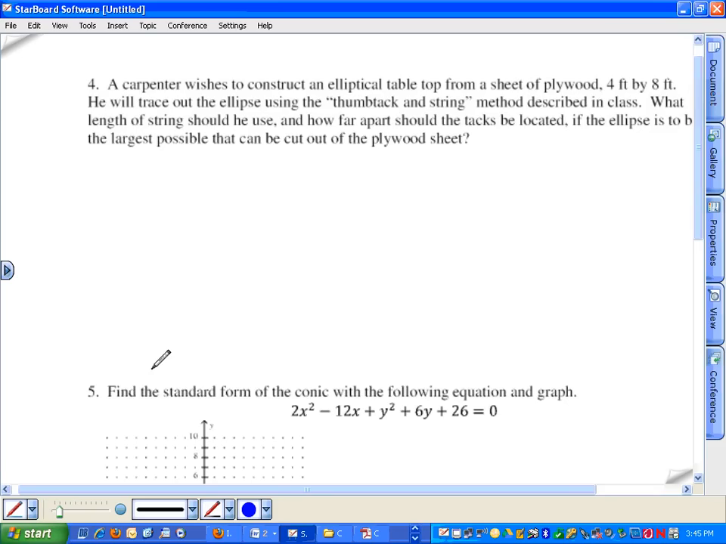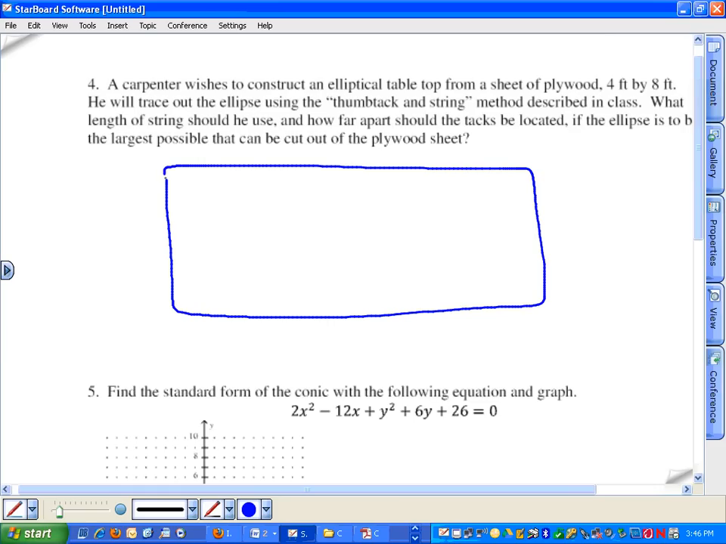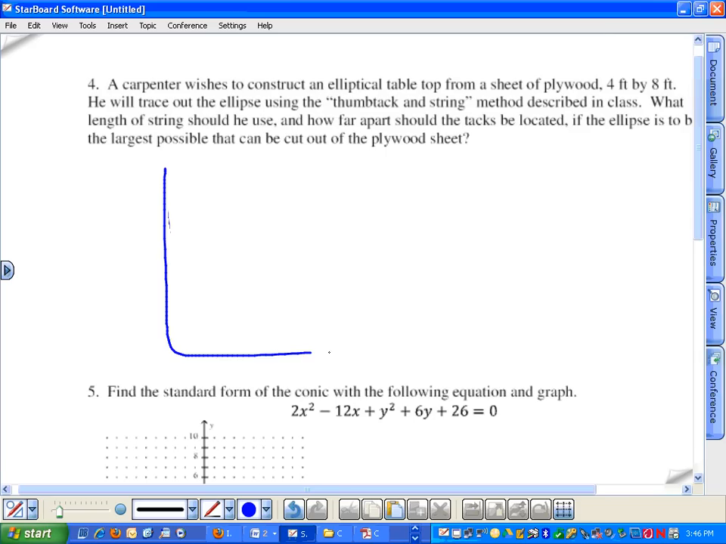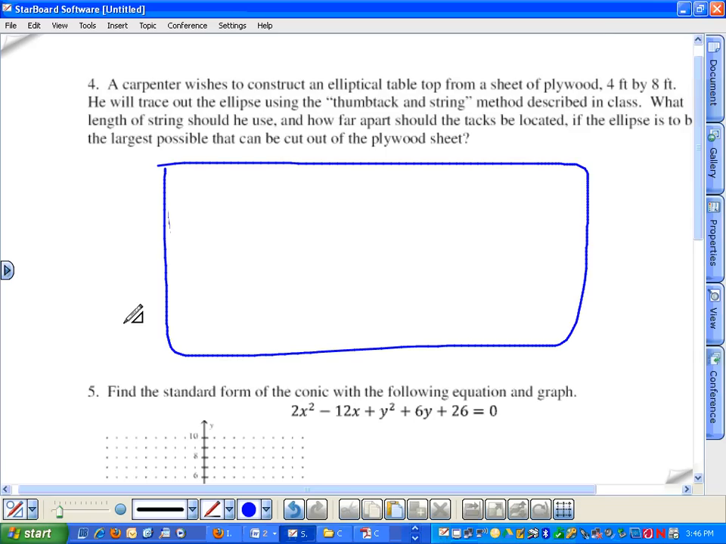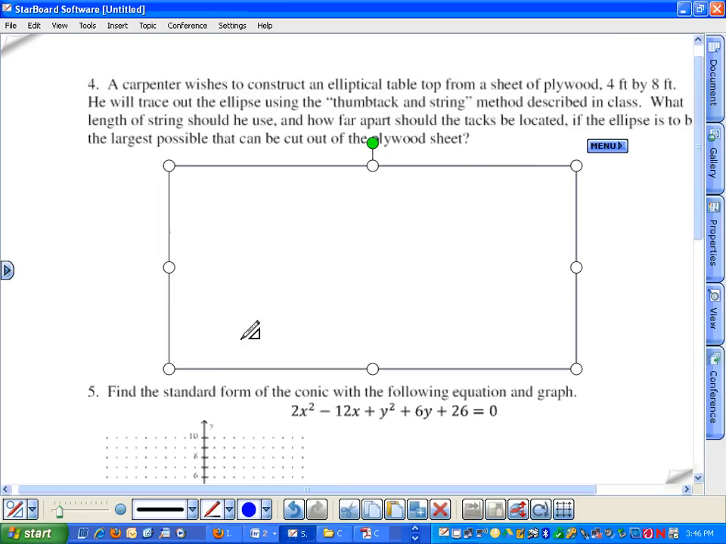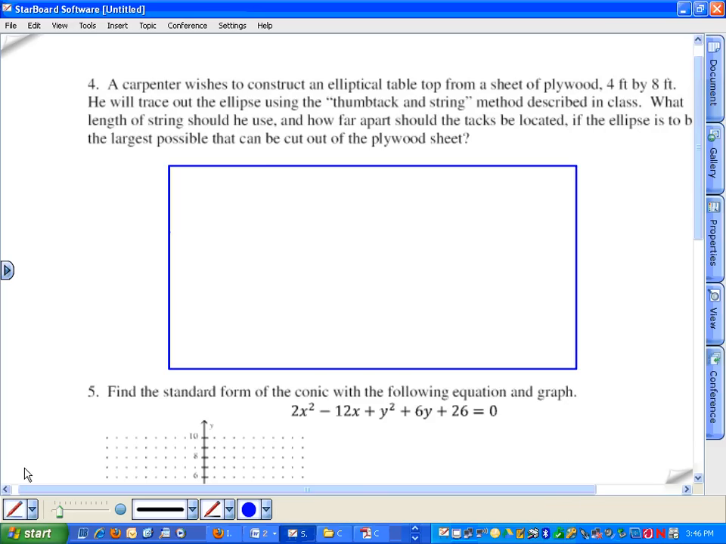Question 4. A sheet of plywood, I can do better than that. Much better. I know it's cheating, but it's 4 feet by 8 feet, and a carpenter wants to make an elliptical tabletop.